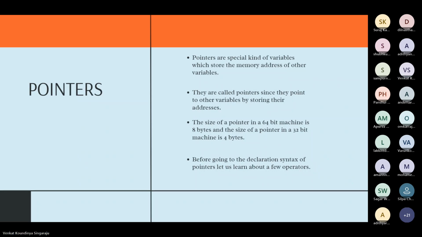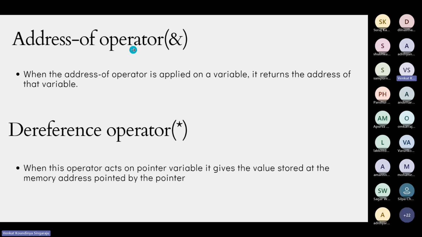In a 64-bit machine, the size of a pointer will be 8 bytes, and in a 32-bit machine, it will be 4 bytes. Today, most of our laptops are 64-bit machines, so most probably the size of a pointer will be 8 bytes. Before going deep into pointers, let us discuss some basic syntax and operators related to pointers.